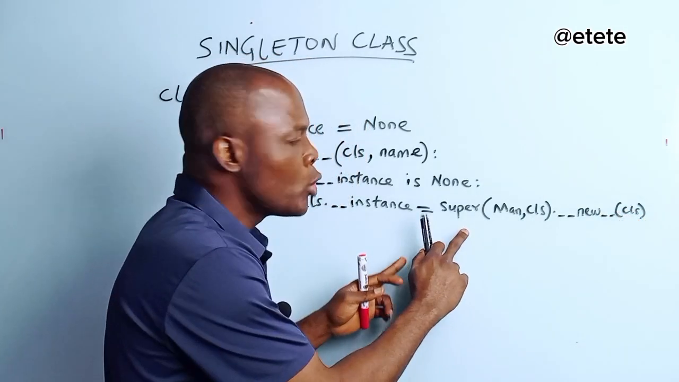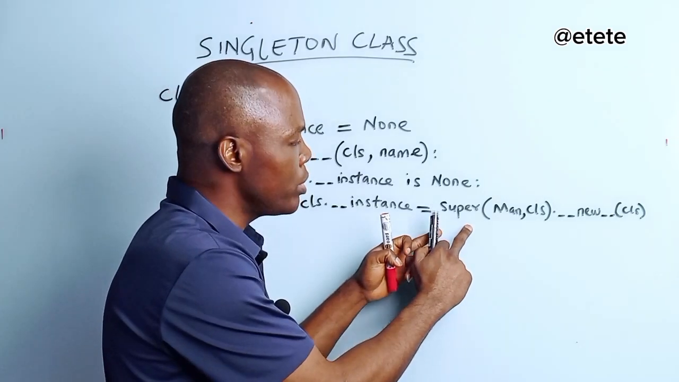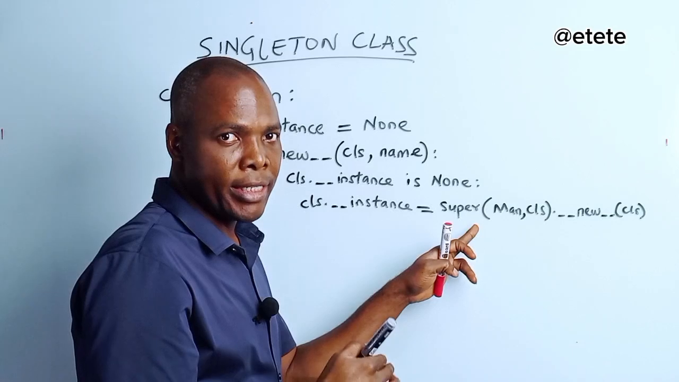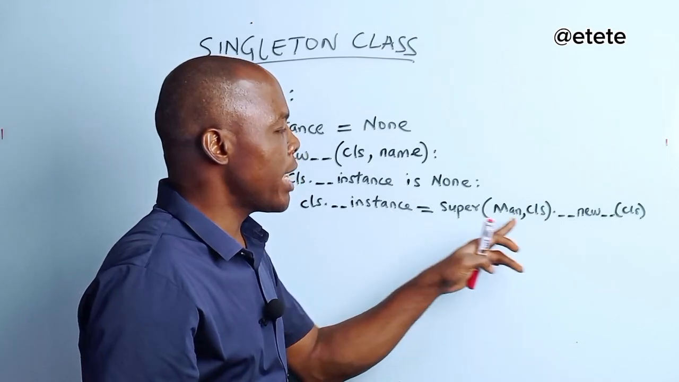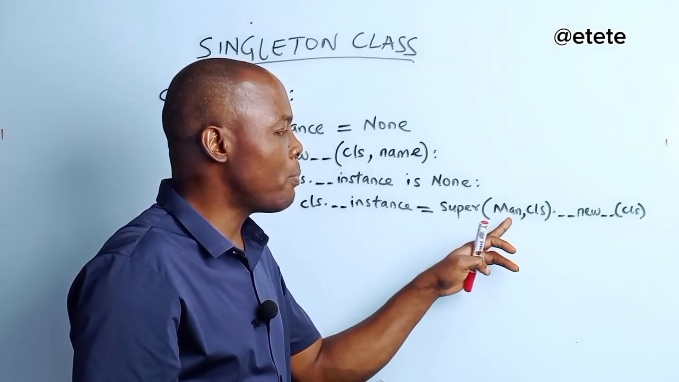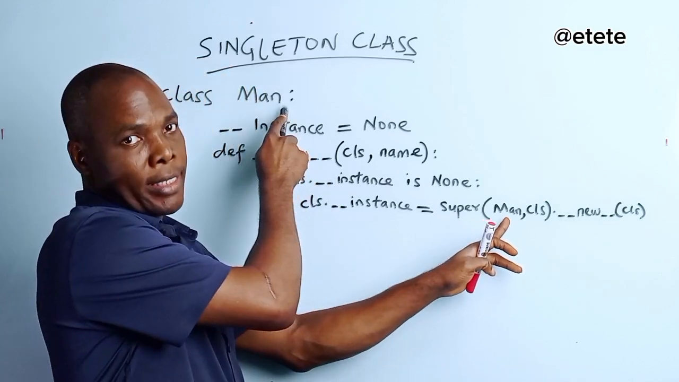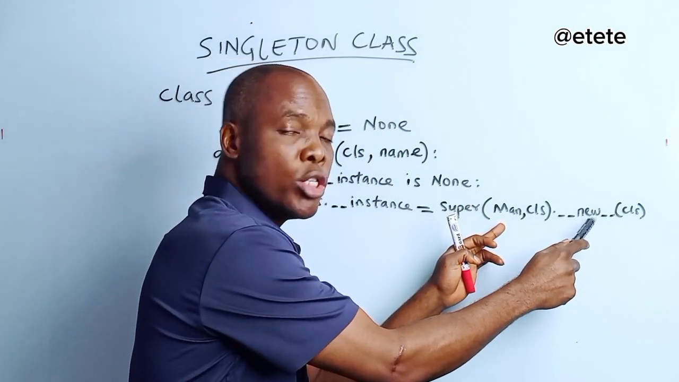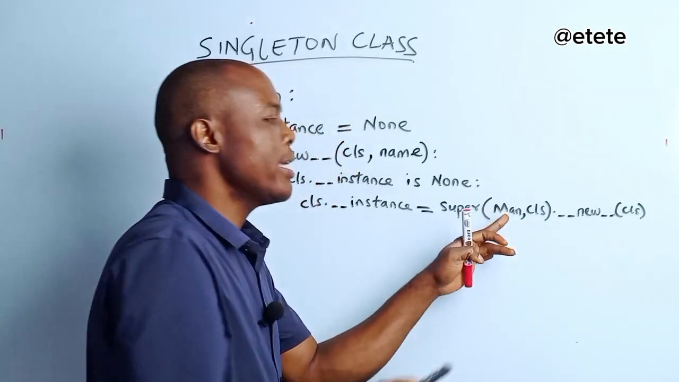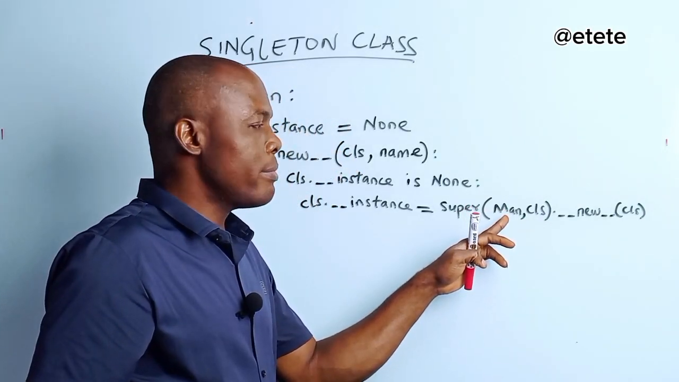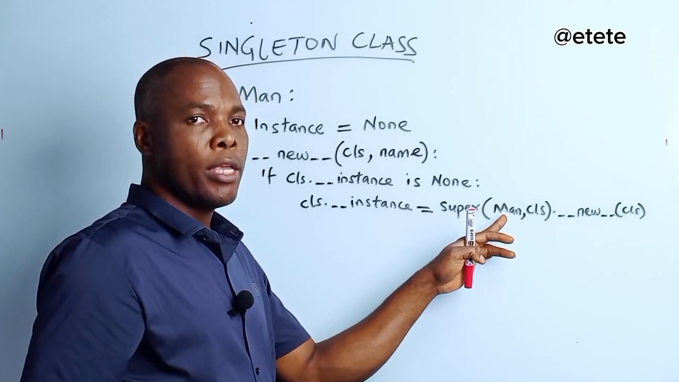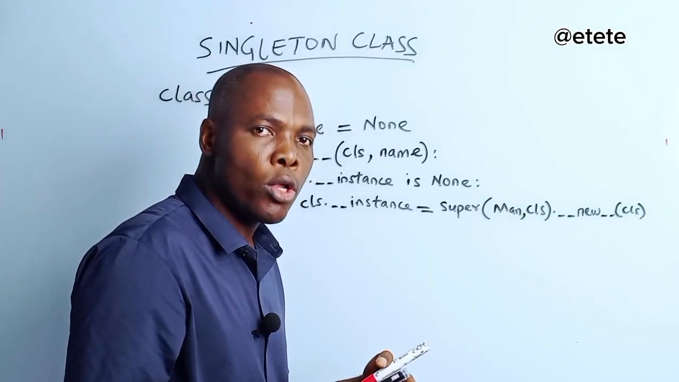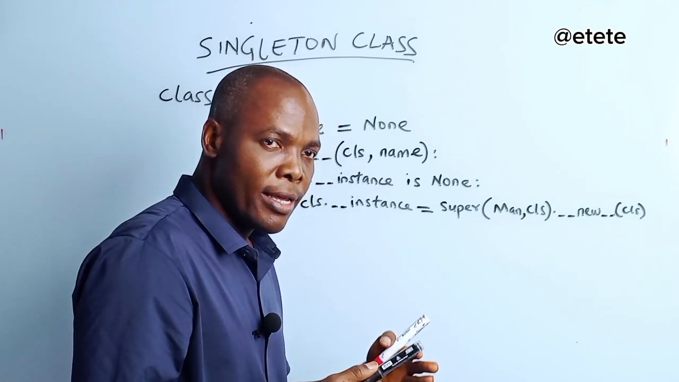CLS. So this super method will create a proxy object that will delegate the method call. At this point, this super method is creating a proxy object for this Man class. That object will now be used to call this new method inside the parent class of Man, which is the object class. So we are calling the default new method in the object class.